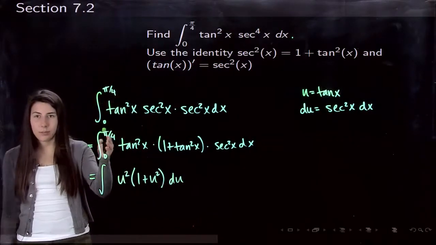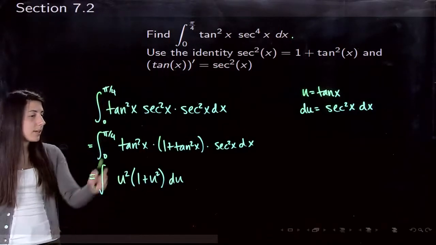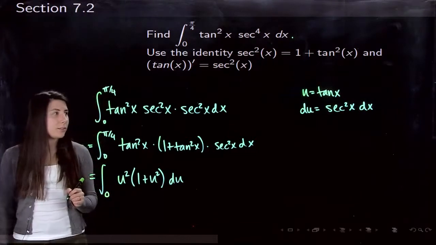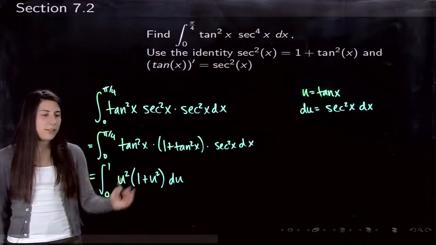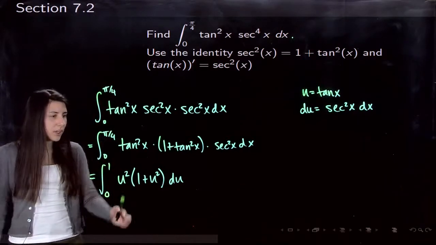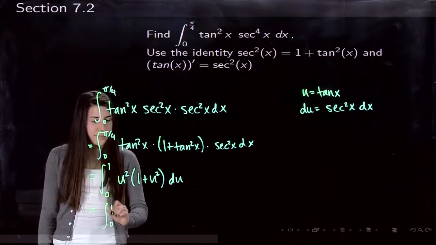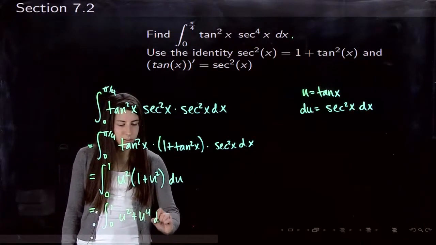Again, we changed from integrating with respect to x to now integrating with respect to u, so we changed the bounds. Tangent of 0 is 0. Tangent of pi over 4 is 1. So now we're integrating with respect to u from 0 to 1. Okay, so we can distribute this out to make it a little bit easier. So we get u squared plus u to the fourth du.